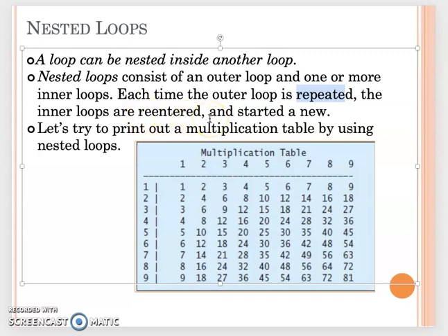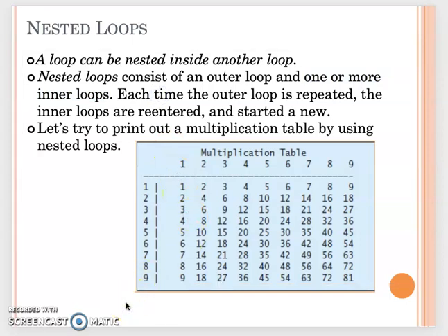So, for example, if your outer loop runs 5 times and your inner loop runs 10 times, in total you need to do 50 times, because the outer loop does 5 times, and each time the inner loop does 10 times: 1 by 10, 2 by 10, 3 by 10, 4 by 10, 5 by 10. So the total is 50.